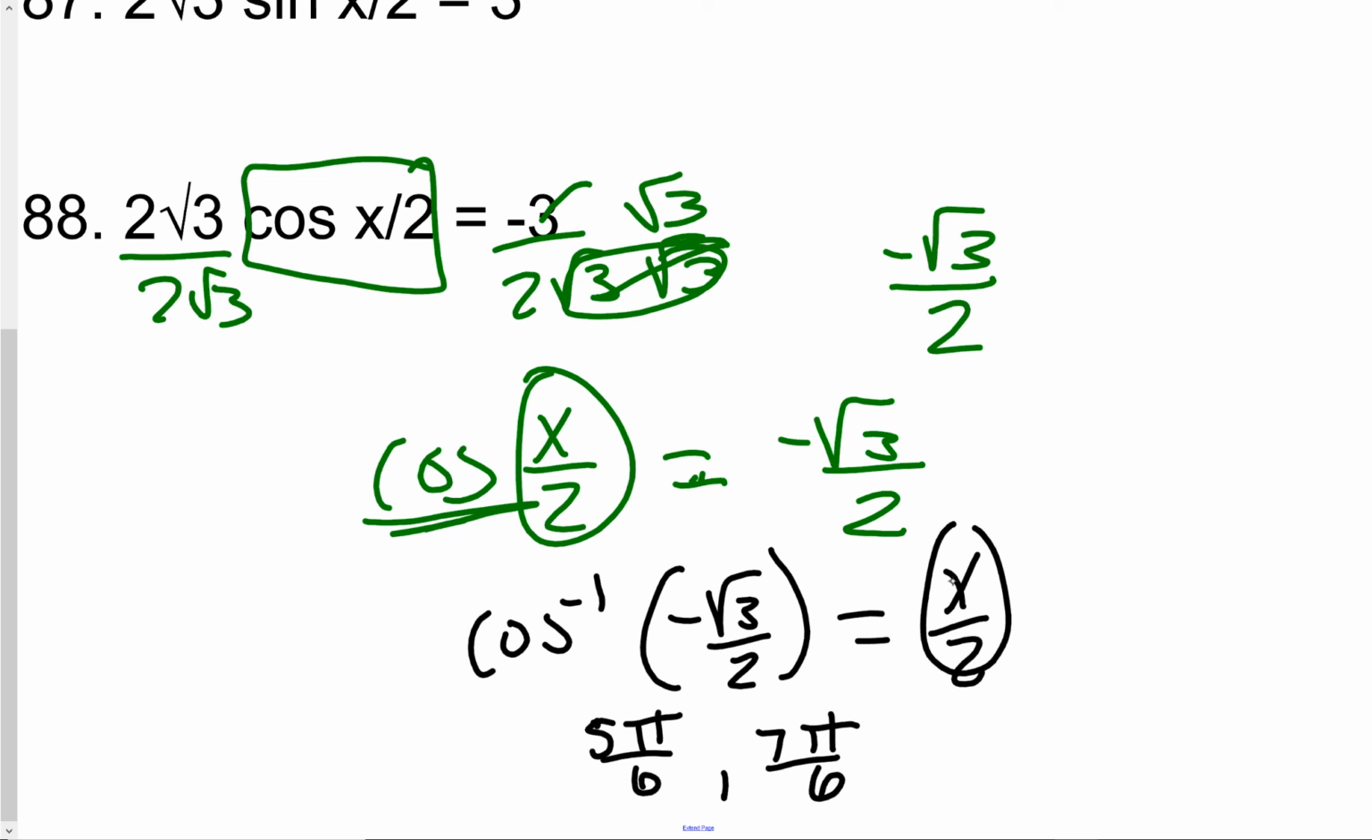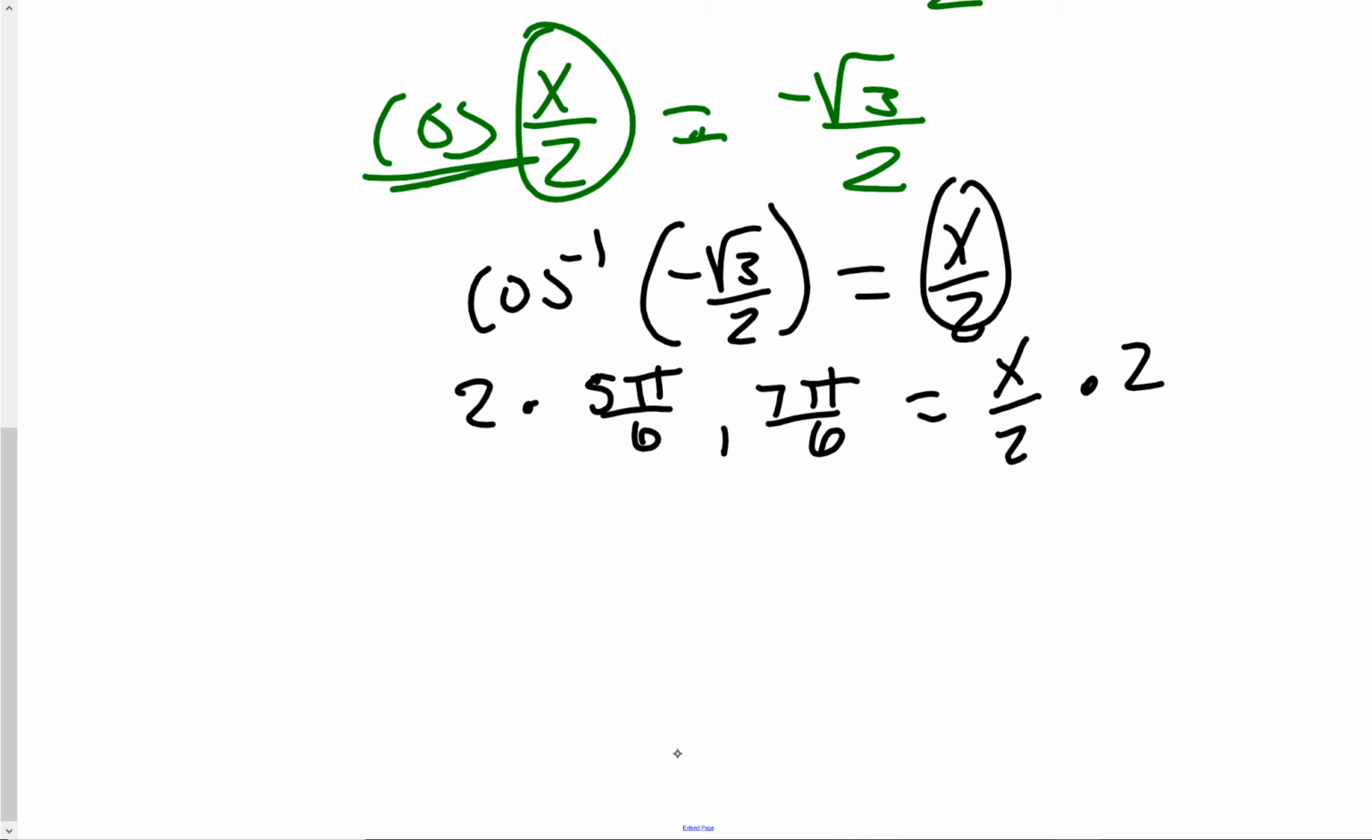But it's x over 2, right? So that means I need to multiply this list by 2. So I need to multiply each of these by 2. So I can reduce that to 5 pi thirds and 7 pi thirds. And so that's where my x is, around there.